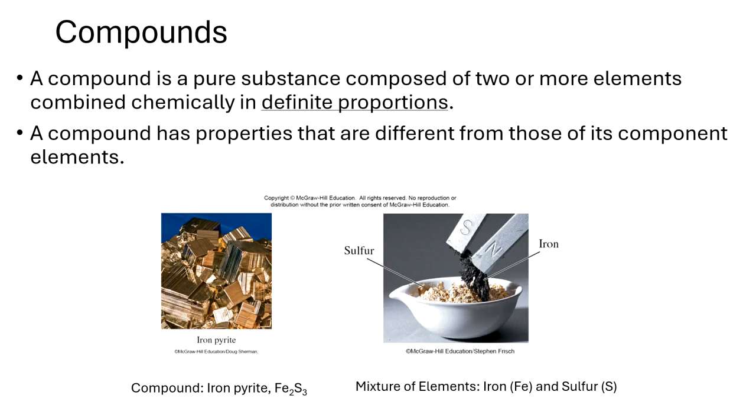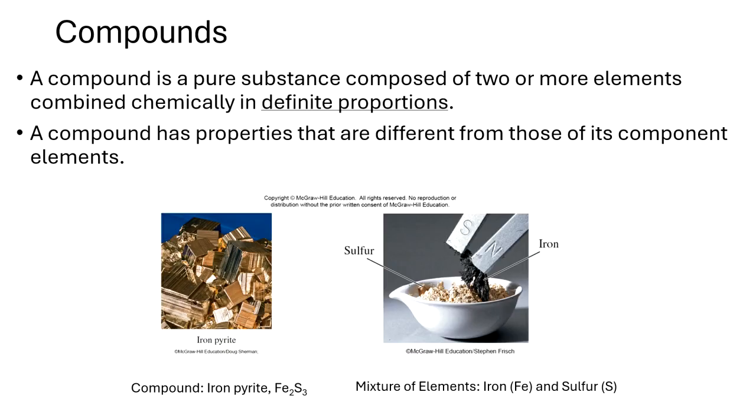A compound is also a pure substance, just like an element, but a compound is composed of 2 or more elements that combine chemically in definite proportions by mass or by mole. A compound has properties that are different from each of its component elements. And so here's, for example, iron pyrite. That turns out to be a chemical compound. It's sometimes called fool's gold if you've ever seen it before. It looks gold, of course, but it's not malleable or ductile like gold is. So if you hit it with a hammer, it doesn't bend out flat and behave nicely like that.